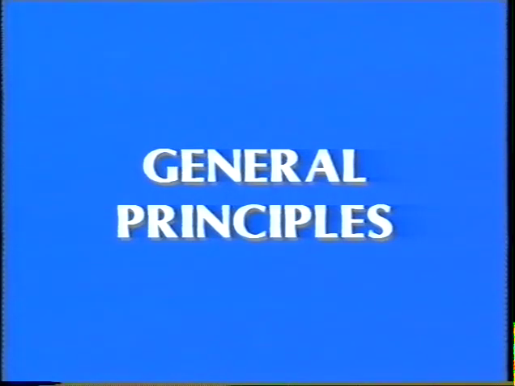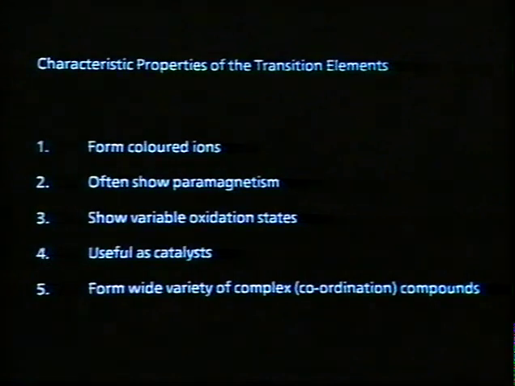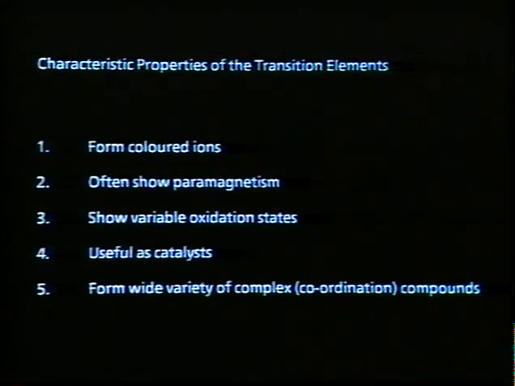Let's look at the general characteristics of the transition elements. They form coloured ions. They're often paramagnetic and sometimes have very unusual magnetic properties. They show variable oxidation states. They're often useful as catalysts, and they form a wide variety of complex compounds.